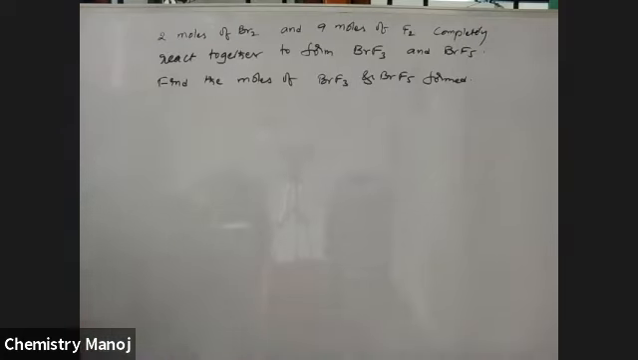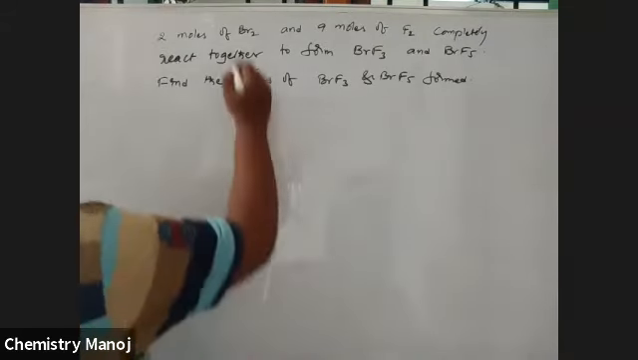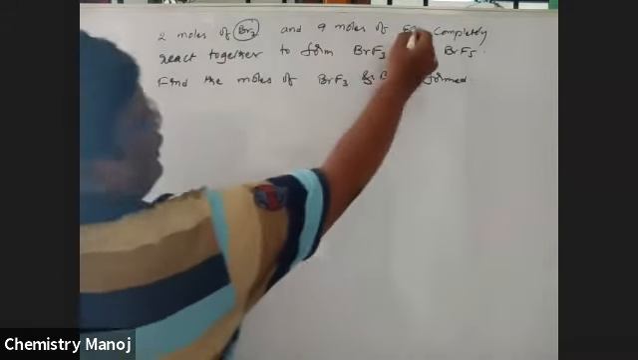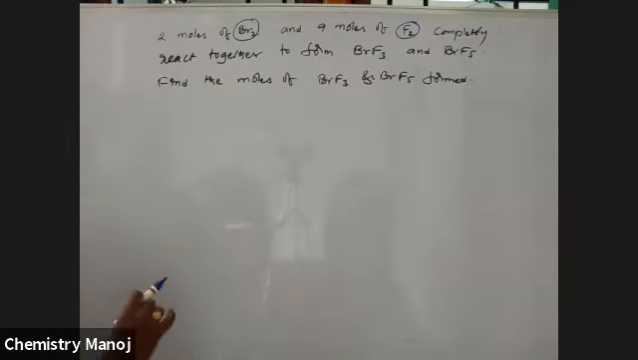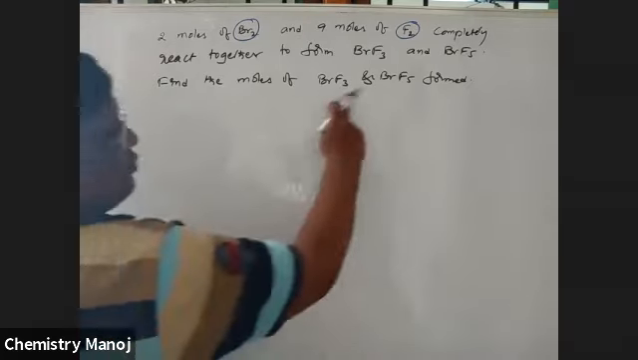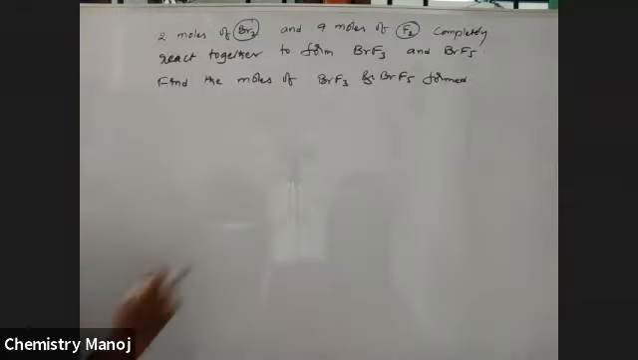So see here, bromine and fluorine are taken, 2 moles and 9 moles, and completely reacted. No one is in excess, no one is the limiting reagent, so they are completely consumed. During that, these two compounds are formed. He wants to calculate how many moles of each compound.